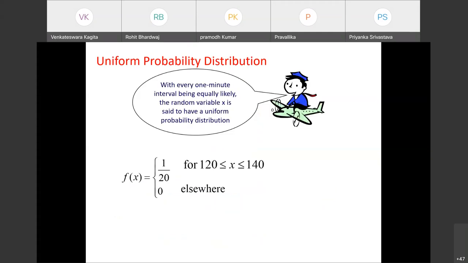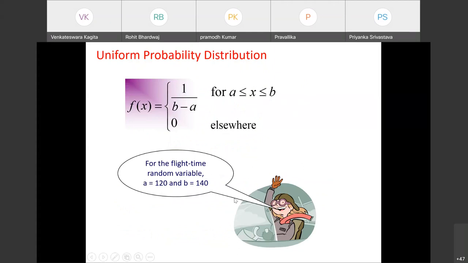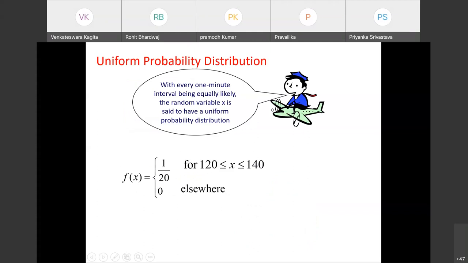And with every minute interval being equally likely, the random variable X is said to have a uniform probability distribution, because every minute is equally likely. So for 120 to 140 minutes, the density is 1 by 20, and 0 elsewhere. If you generalize it, for A less than or equal to X less than or equal to B, it is 1 by B minus A, 0 otherwise. If you substitute A equal to 120 and B equal to 140, you get 1 by 140 minus 120, that is 1 by 20. That's what we have seen right here, 1 by 20.